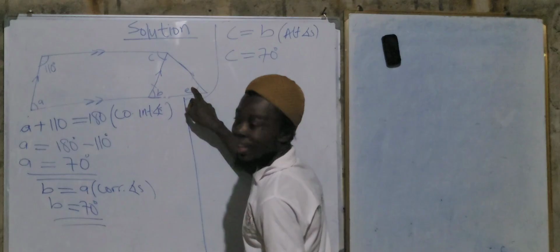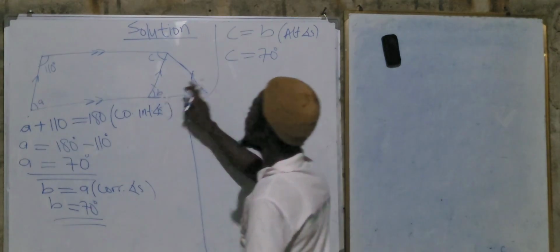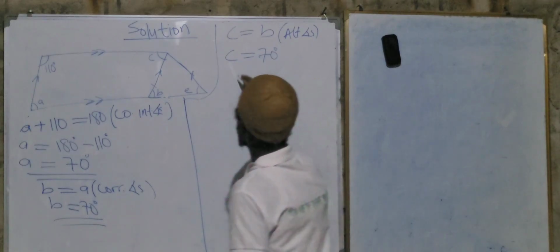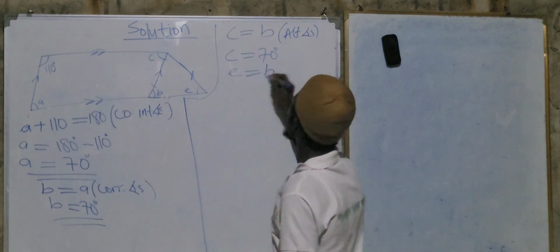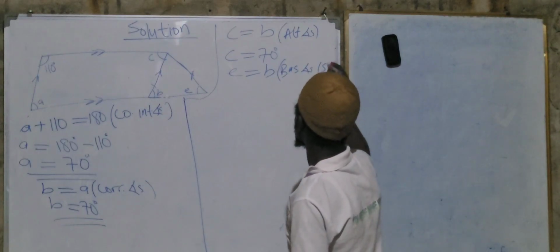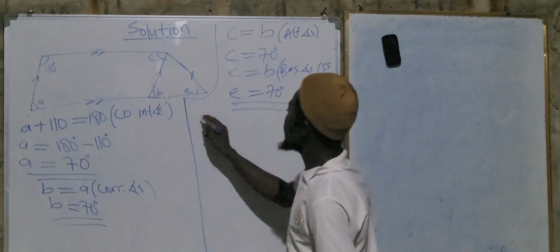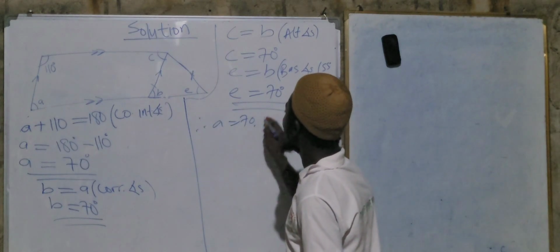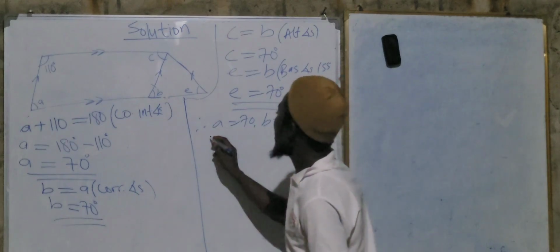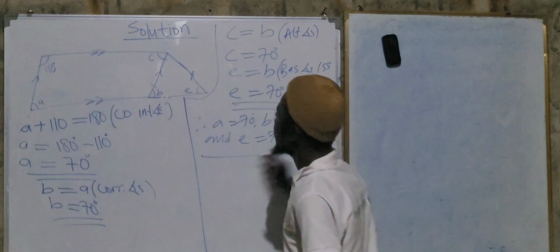What about E here? E is also 70. Look at the line here. This line here and this line here tell you these are base angles of an isosceles triangle, right? Base angles are equal. So therefore E is equal to B. What is that? Base angle of isosceles. So E here is now equal to 70 degrees, right? So therefore, A is equal to 70, B is equal to 70, C is equal to 70, and E is equal to 70 degrees. So that's what you have to find.